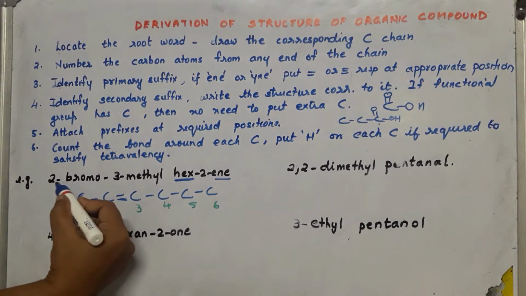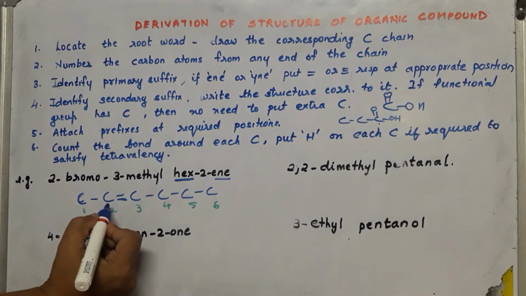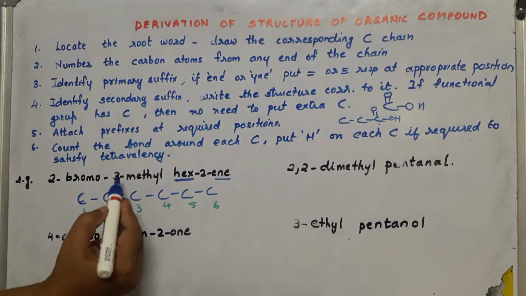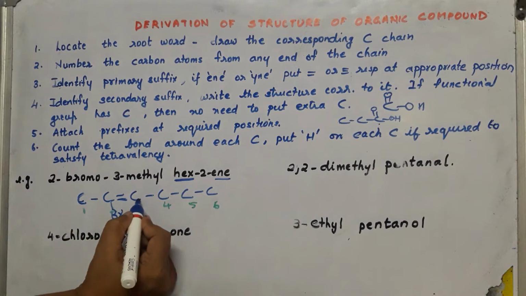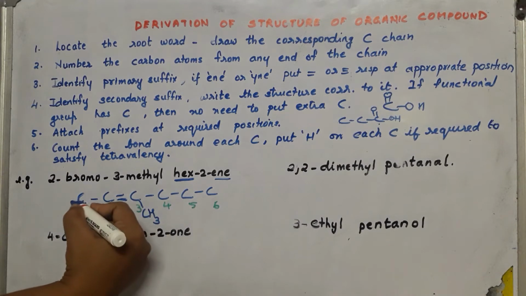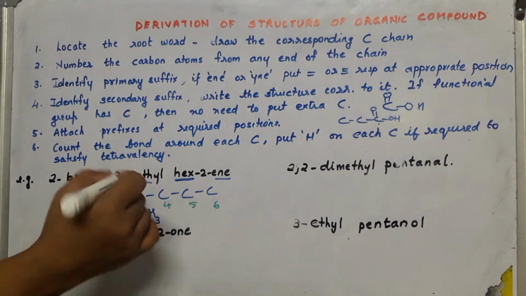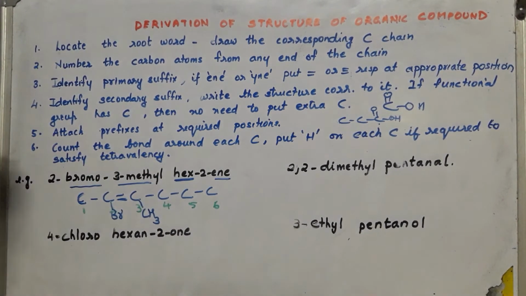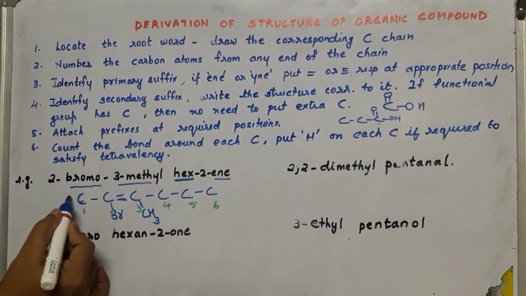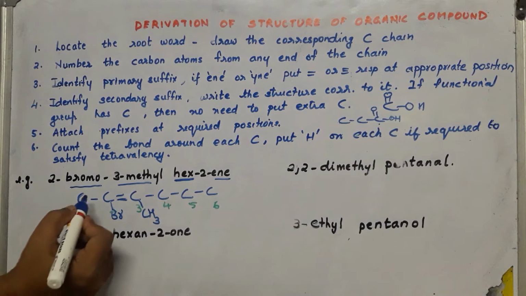Okay, prefix 2-bromo 3-methyl. So on the second carbon, give bromine, and on the third carbon, give methyl. Methyl means CH3. Now it's all over. Every part of 2-bromo 3-methyl has been mentioned in the carbon chain. Now what we have to do is count the bonds and give the hydrogen. Put the hydrogen on each carbon to satisfy tetravalency.